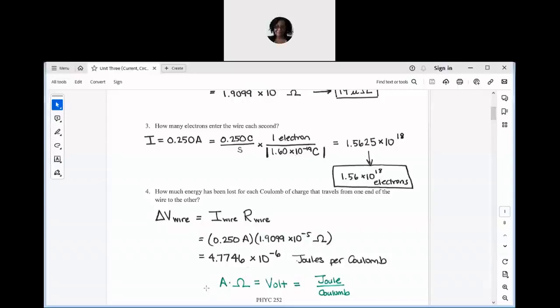And here in green, I'm just showing how these units break down. I have current times resistance, so amps times ohms. The ohm is itself defined as the volt per amp. So that's going to get me to volts. But since the way that this problem is phrased, it relates energy and charge to one another, I just expanded that volt into a joule per coulomb. I could have just left it as volts in this last step here, but it just reminds us of exactly what a volt measures and what it means.